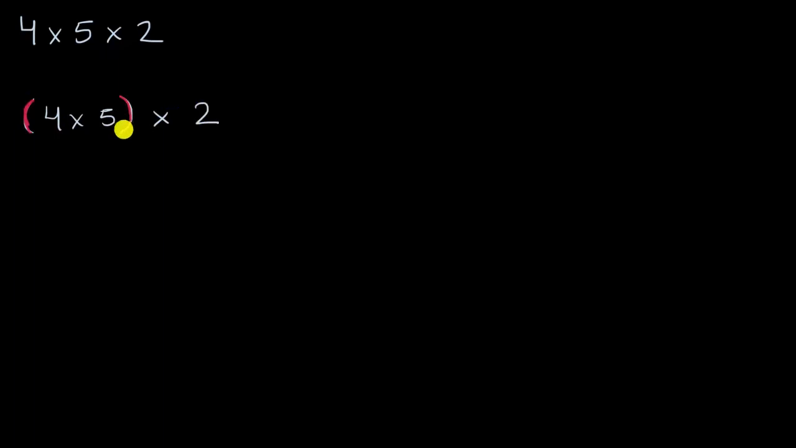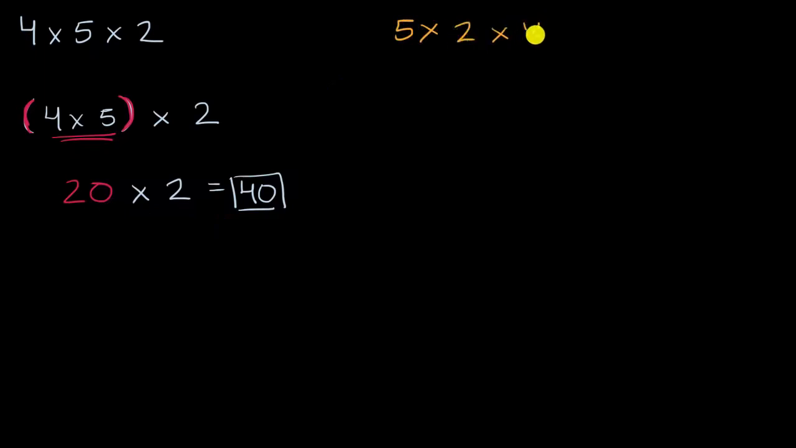Well, the 4 times 5 part is, of course, 20. And then you multiply that times 2, and you would get 40, which, of course, would be correct. 4 times 5 times 2 is indeed equal to 40. Now, what I want you to do is, as quickly as possible, try to figure out what 5 times 2 times 4 is. Really quick, pause the video, try to figure that out.